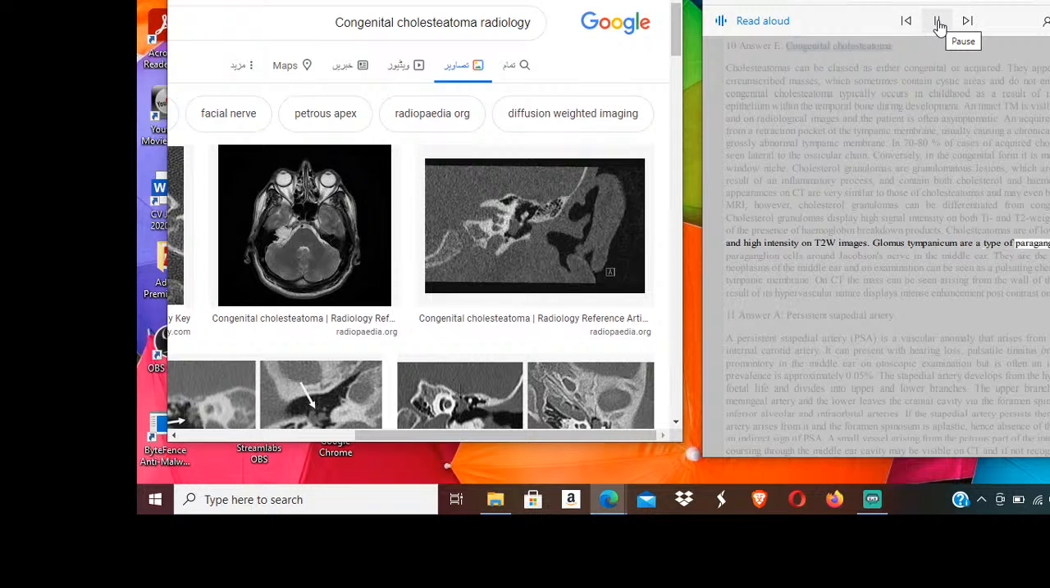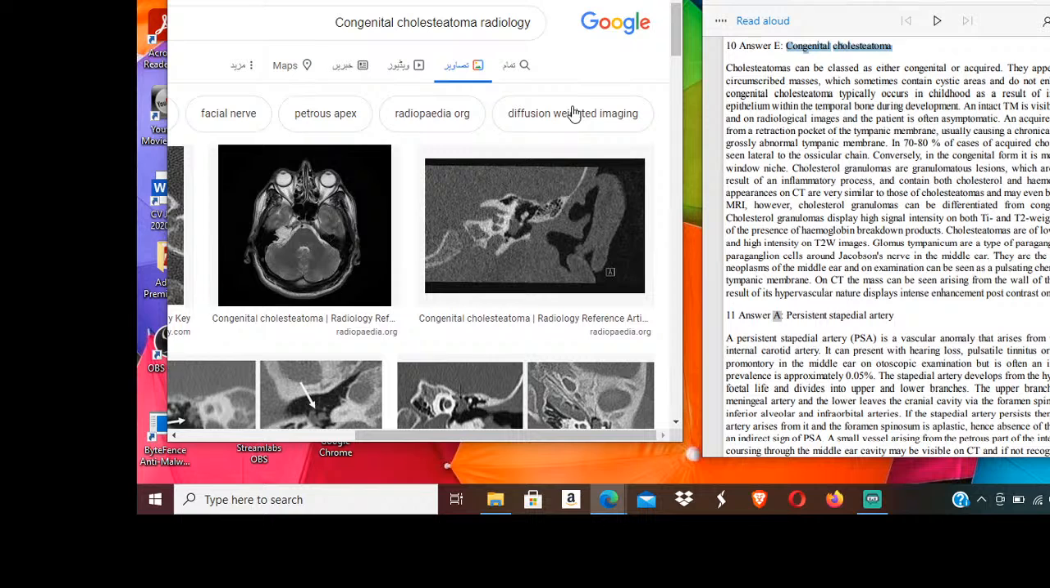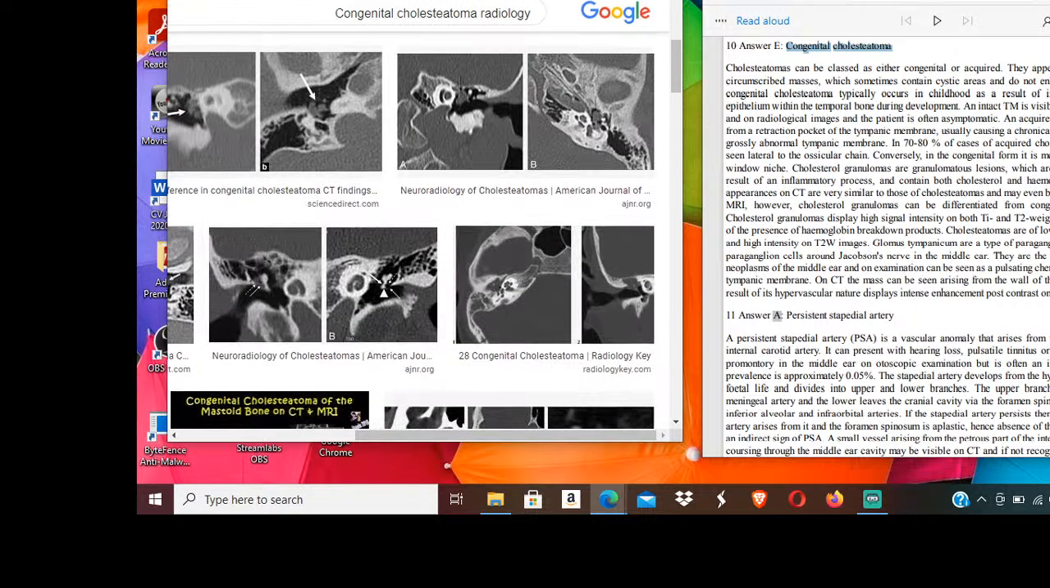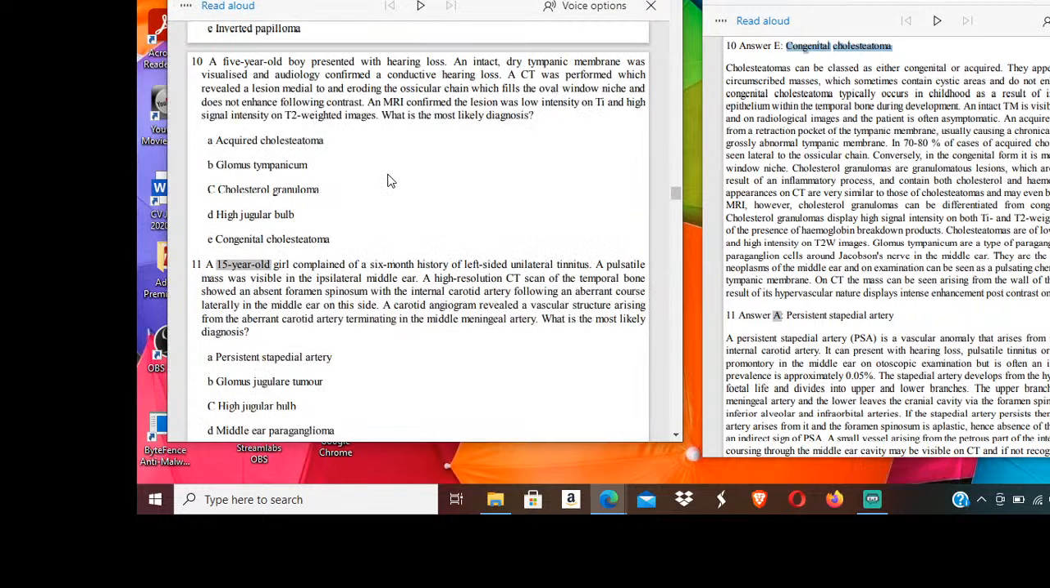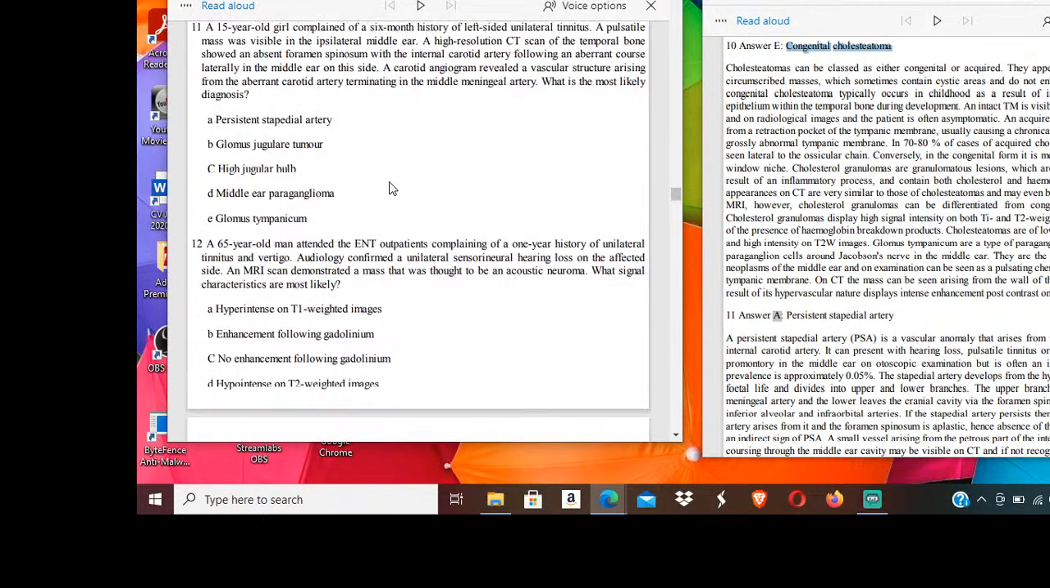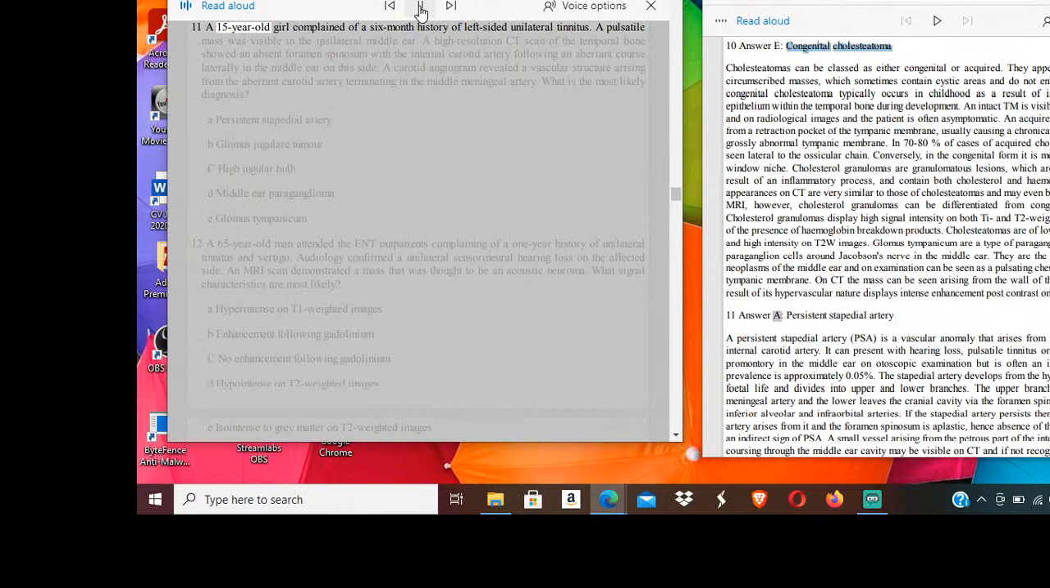Glomus tympanicum are a type of paraganglioma arising from the paraganglion cells around Jacobson's nerve in the middle ear. They are the most common primary neoplasms of the middle ear, and on examination can be seen as a pulsating cherry red mass behind the tympanic membrane. On CT, the mass can be seen arising from the wall of the middle ear, and as a result of its hypervascular nature displays intense enhancement post-contrast on both MRI and CT. 11. Answer A. Year-old girl complained of a 6-month history.